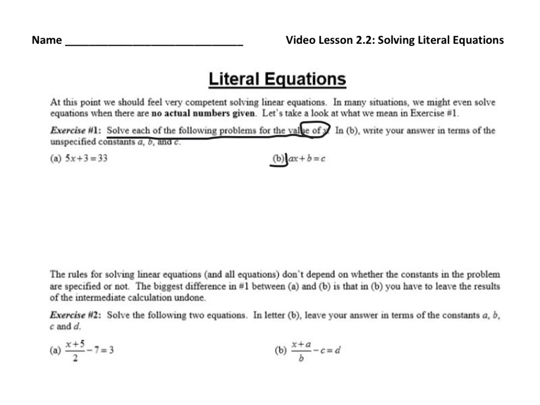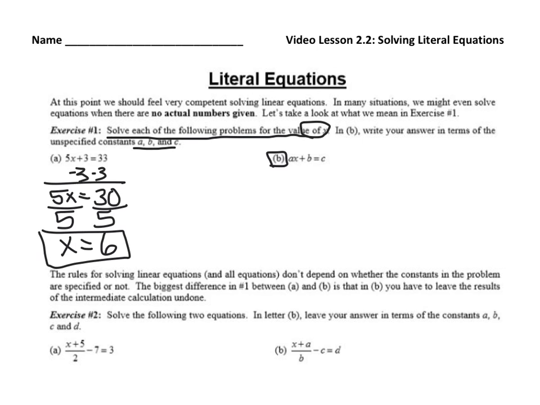In letter B, we're going to write our answer in terms of A, B, and C, which means we're going to have an x equals, and then in the expression, we're going to have an A, a B, and a C. But if you start with letter A, this is a typical numerical equation that we know how to solve. To get x by itself, we would subtract 3 from both sides first, and we would get 5x equals 33 minus 3 is 30. To finish getting the x by itself, we would divide both sides by 5. 30 divided by 5 is 6. Your numerical answer to the equation in letter A is x equals 6.